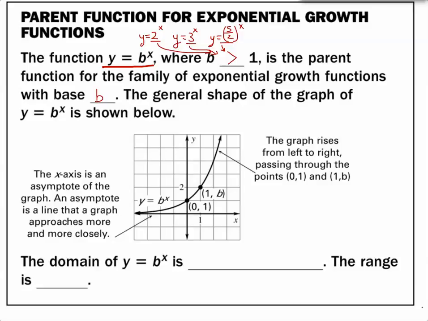So then we know that the general shape of the graph of y equals b to the x is, they say, shown below, and there are two key points. The super duper most important one is the one right here on the y-intercept, because it's the point (0, 1). For any exponential function, the basic exponential function, the y-intercept is always, boom, (0, 1), guaranteed.